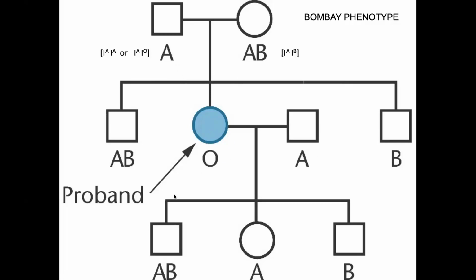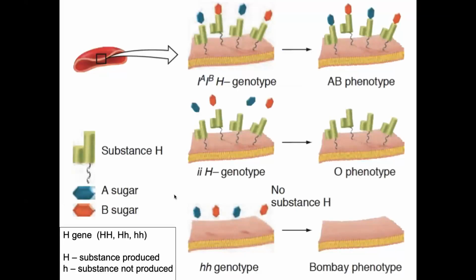So how does it work? There's a second gene that determines this blood type, and it's called the H gene, down here in the lower left. The H gene has two allelic alternatives, and they act in a dominant recessive manner. There can be three genotypes at the H gene: homozygous big H, heterozygous, and homozygous recessive. The dominant H allows for the production of something that we call substance H. And with the recessive allele, you don't produce substance H.